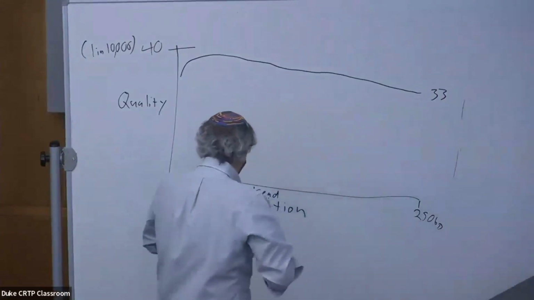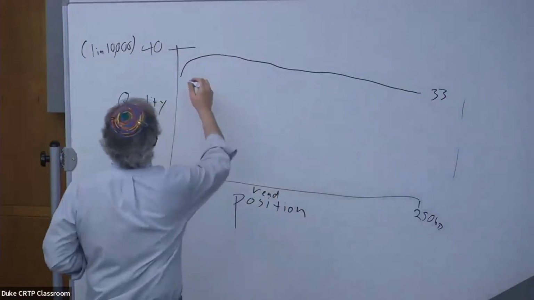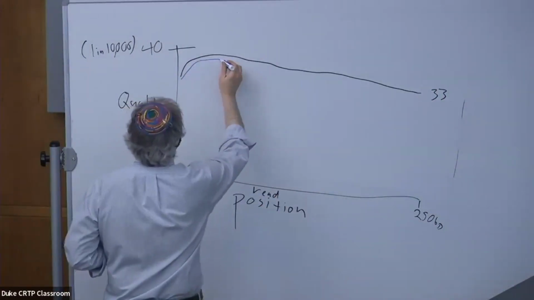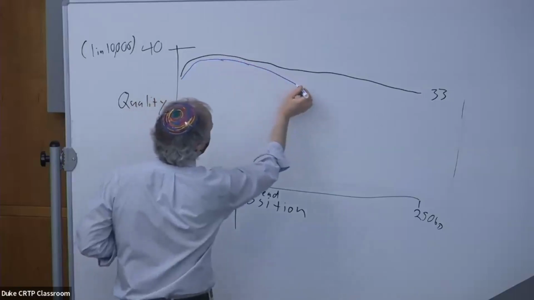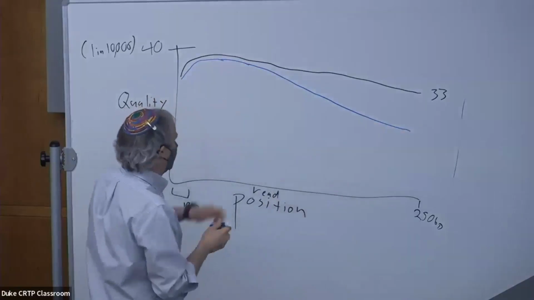And that's for the forward read. For the reverse read, it tends to be a little bit worse. It tends to drop off earlier.